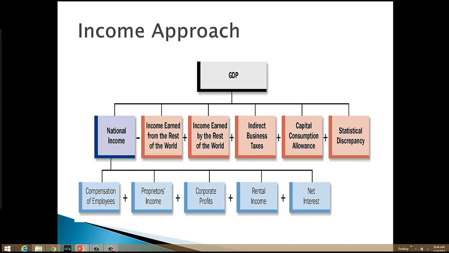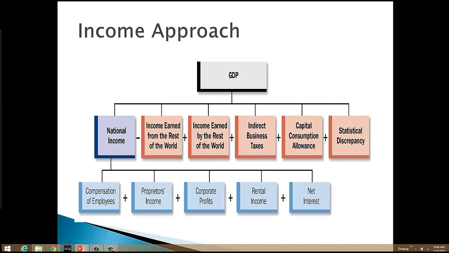Again, here's more of a graphical look for those of you who are more visual. Notice that we begin with national income, with our wages, rents, interest, and corporate profits. And then we start making our adjustments. First, we subtract the income earned from the rest of the world. Remember, that's the Americans living abroad. Then we have to add back the income earned by foreigners living within the geographic borders of the United States. So we add that back.